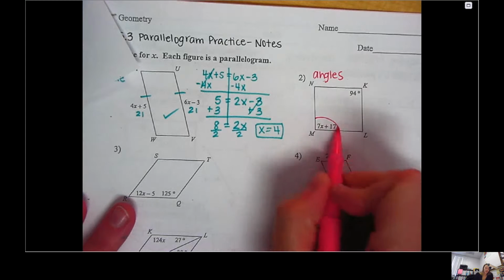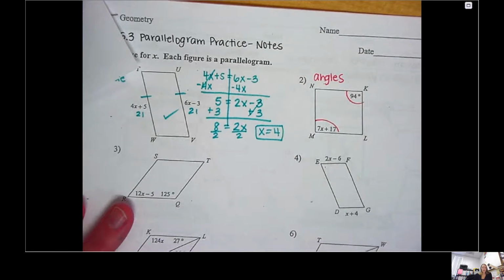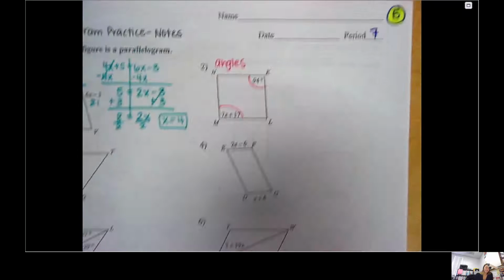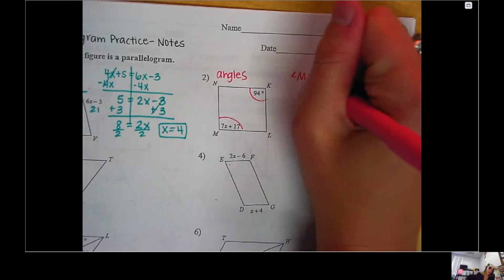So what should I do with these equations? Set them equal. Yep, that's it. So angle M is equal to angle K.